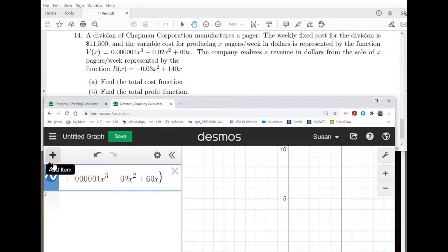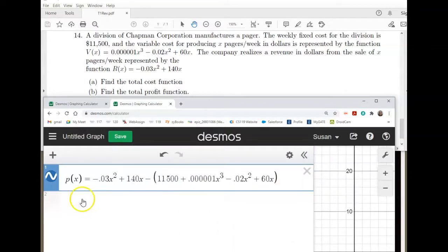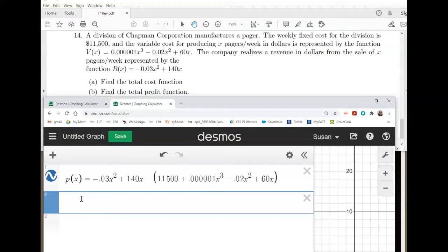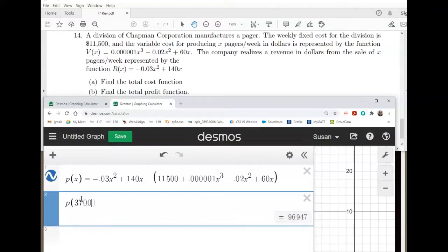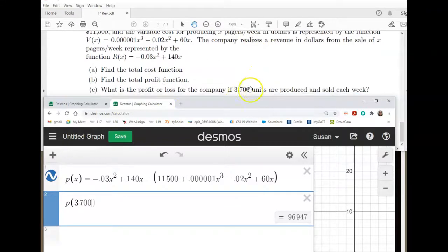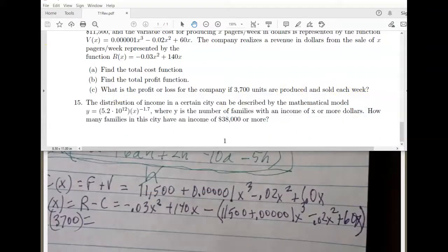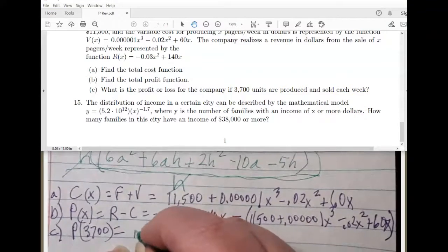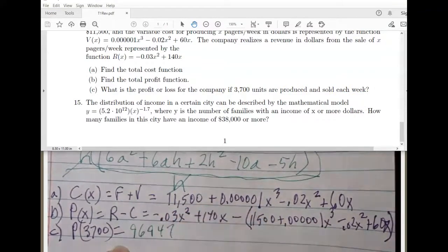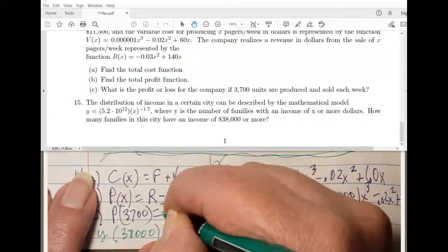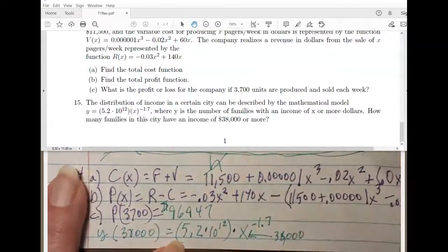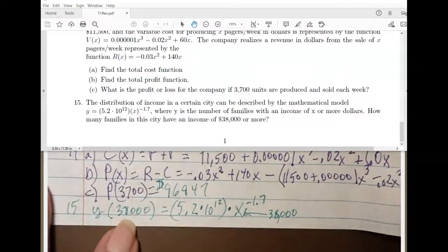If you make mistakes on it, you end up with a mess. So make sure you're not simplifying. You can stretch this out so that you can see the whole thing. And what I really want is P of 3,700. We'll just check that, make sure that's true. 3,700 units. And I can see it's 96,947. So on my paper, I'm going to write this is equal to 96,947. So profit of 3,700 is 96,947. And of course, that's dollars here. $96,947 is the profit.